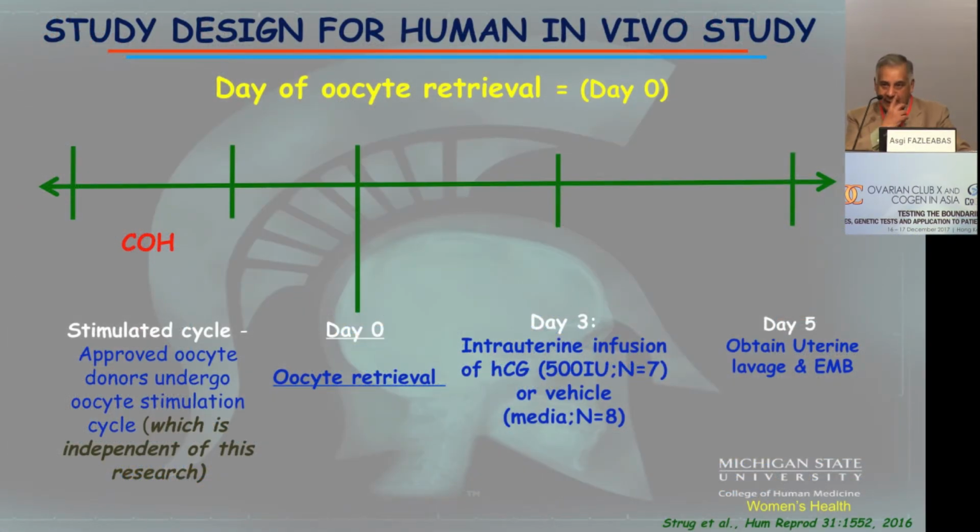But we were able to do one study, and these are using women that were embryo donors, and essentially they were undergoing controlled ovarian hyperstimulation as part of our IVF program, and these are young embryo donors, and we didn't interfere with any of the ovarian hyperstimulation. But with consent, we went in on the third day after oocyte retrieval, these women agreed to come back, and we infused the uterus with either 500 IU of chorionic gonadotrophin or conditioned media, and they came back 48 hours later for both a uterine lavage and an endometrial biopsy.